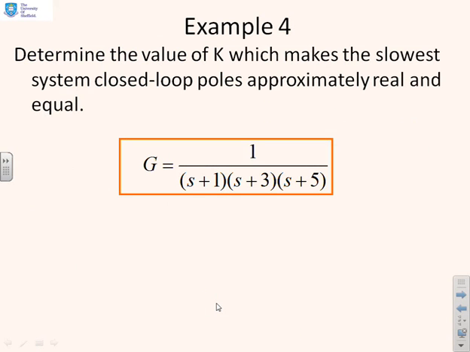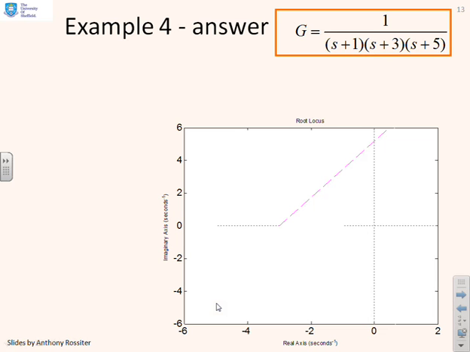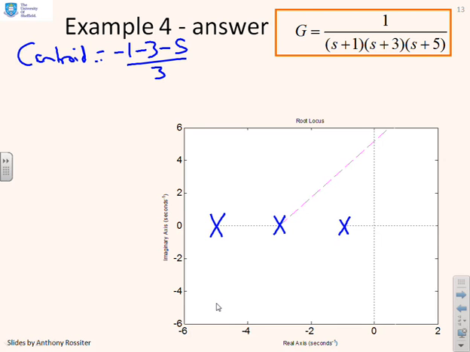Final example. Determine the value of k which makes the slowest system closed-loop poles approximately real and equal. So we want the slowest poles to be approximately real and equal. So as before, let's start with our root loci. You'll see we've got a pole at -1, we've got a pole at -3, and we've got a pole at -5. If we look at the centroid of the asymptotes, you get -1, -3, -5 over 3, which is -3. And we have angles of -180 and plus or minus 60 degrees.